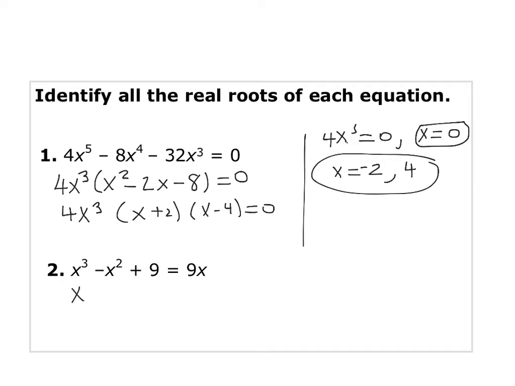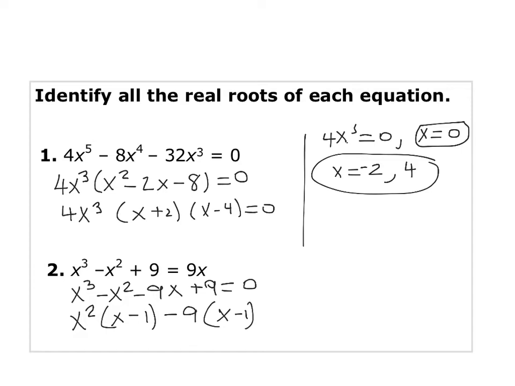The next one, I'm going to do x cubed minus x squared minus 9x plus 9 is equal to 0. So then we have x squared, x minus 1 minus 9. So this is going to be, so what am I going to get? So this is going to be x. So that's going to be x minus 1.